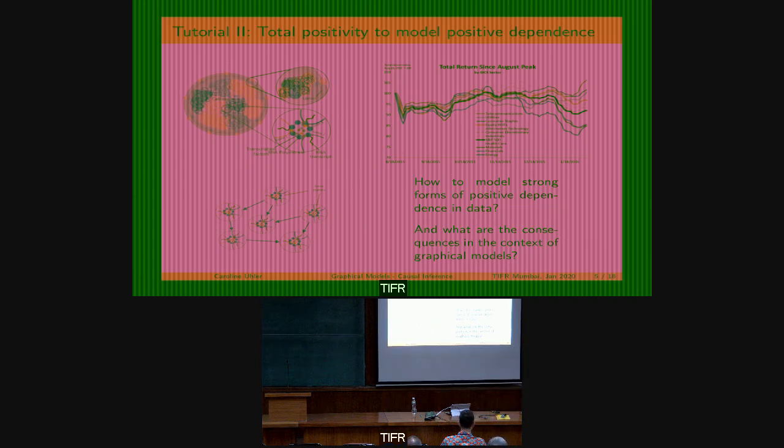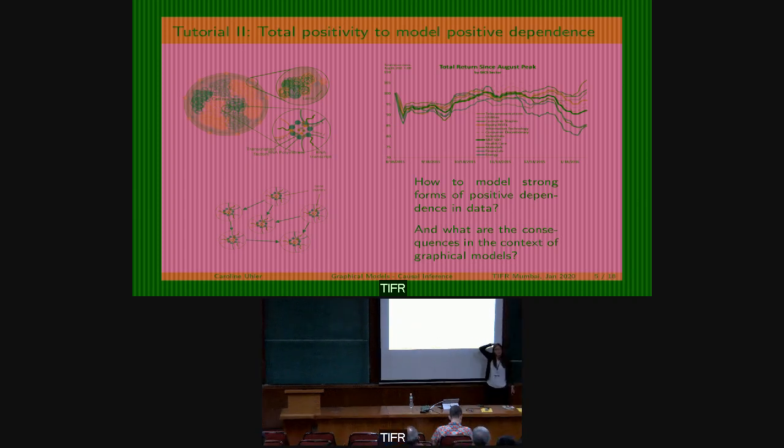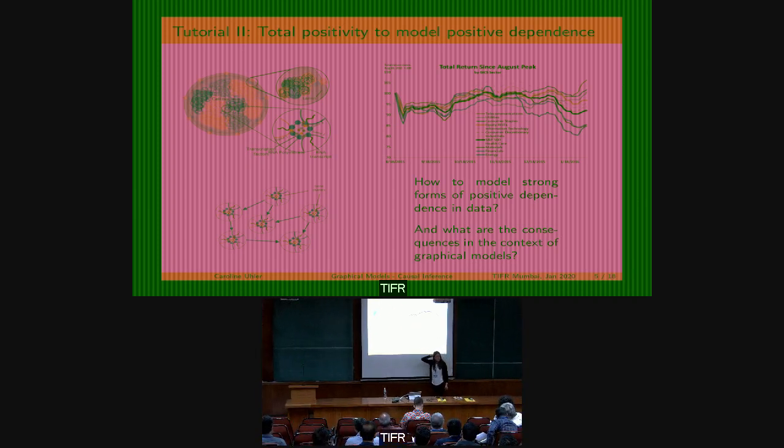And so that's what I want to talk about in the second part. So how does one model strong forms of positive dependence in data? And what are the consequences for graphical models? Okay. And we'll in fact see that whenever you have positive dependence, you cannot have a causal structure. So it is really the opposite of that. Okay, so that's what I would like to do in the second lecture.